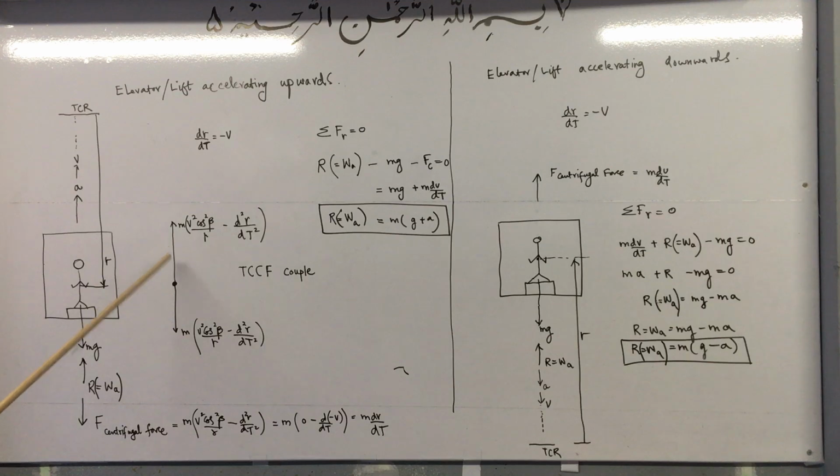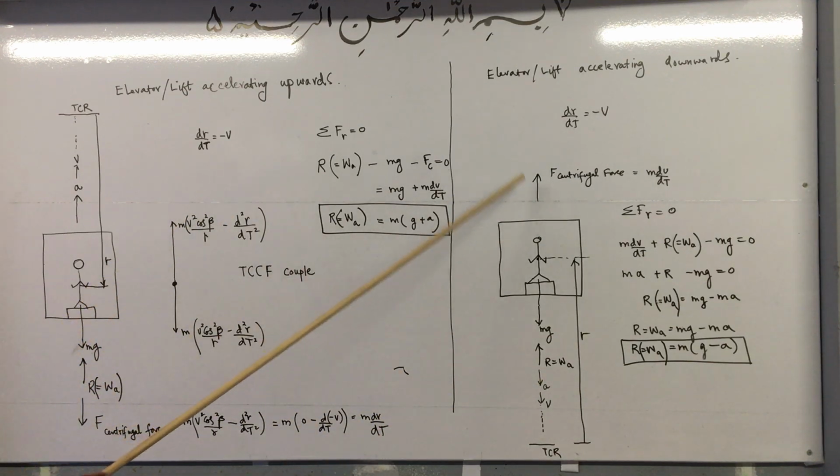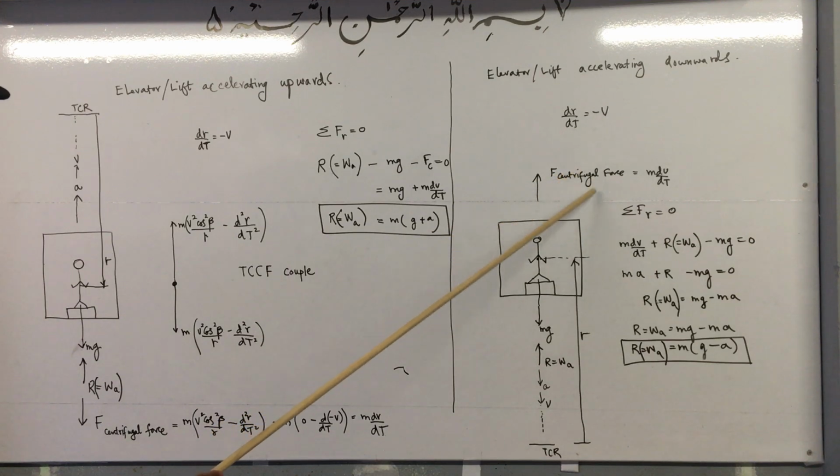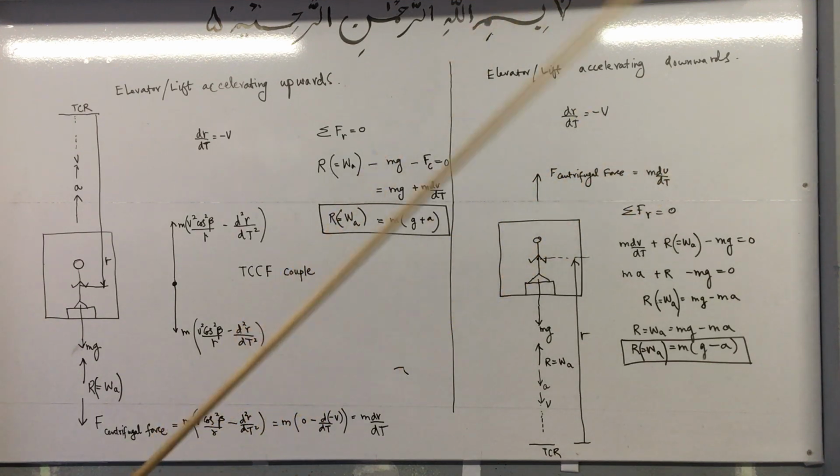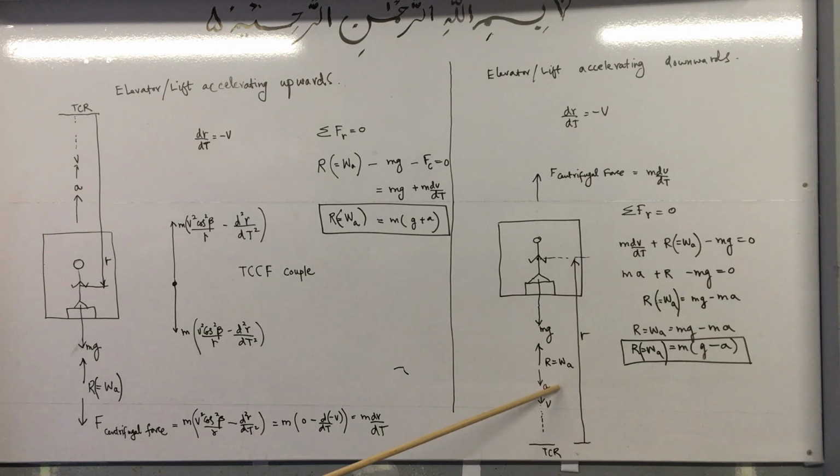Previously, it activated this component. Now, this one will activate this component. So this component will come here as centrifugal force, m dv over dt. It doesn't do anything in the expression except it activates the other part of the couple, the Tahirian inertial force couple. I have derived this couple in my previous video. You gotta have a look at that.